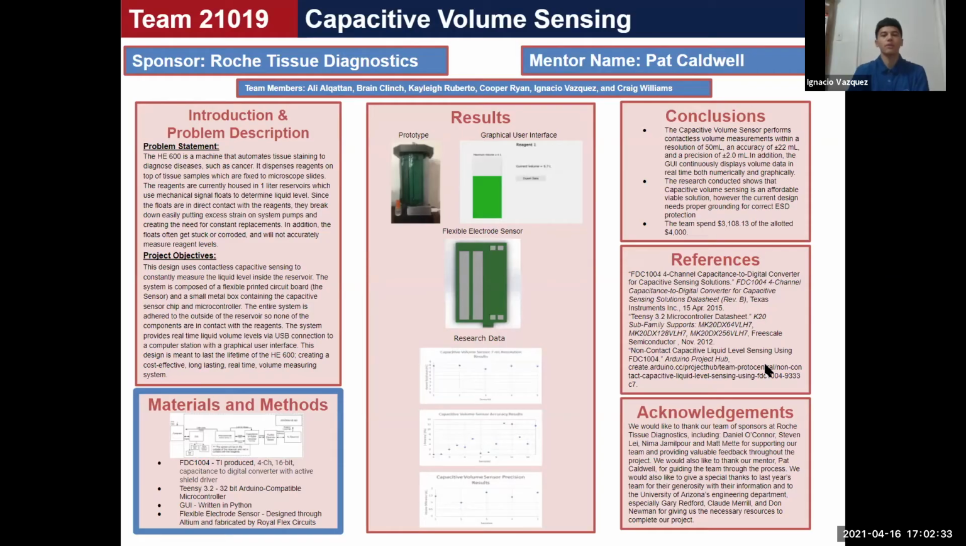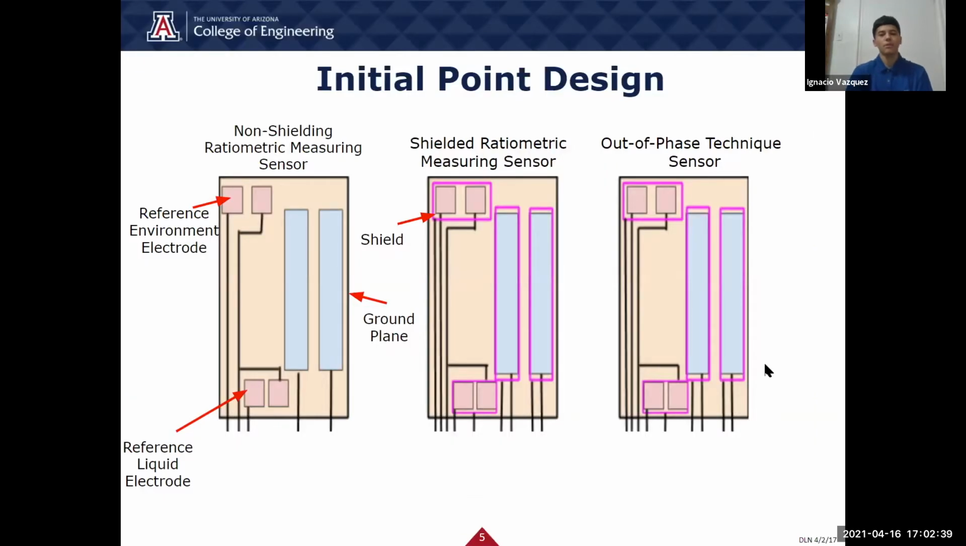Right, so I'll be covering our initial point design as well as our final prototype. Let's start with our initial point design for the flex sensor. The three sensors have the same basic layout. Our first design concept is a non-shielding ratiometric measuring sensor. The middle design adds a shielding layer which limits parasitic capacitance. And our third sensor is an out-of-phase technique which limits parasitic capacitance by taking a differential capacitance reading. After discussing and analyzing the different sensing options, we decided to do the ratiometric measuring sensor with a shielding layer for our final design.